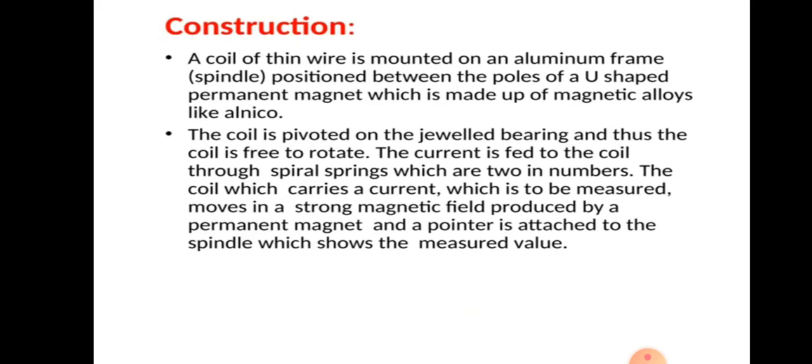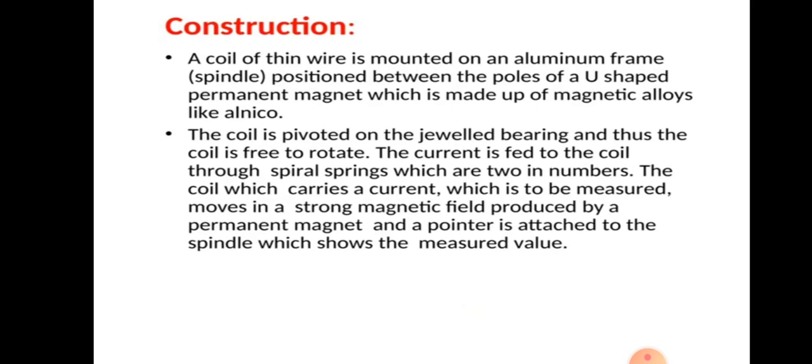Here again, the construction is described: a coil of thin wire is mounted on an aluminum frame positioned between the poles of a U-shaped permanent magnet, which is made of magnetic alloys like alnico. So the permanent magnets are in the form of a U shape, and between the two poles of the U-shaped magnet the coil is mounted. The coil of thin wire is mounted on an aluminum frame and kept in between the poles of the U-shaped permanent magnet.